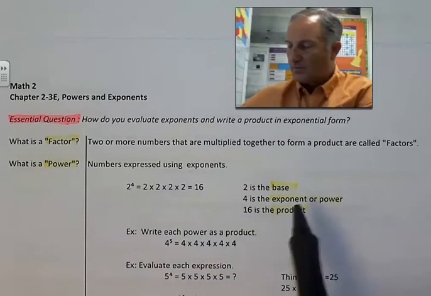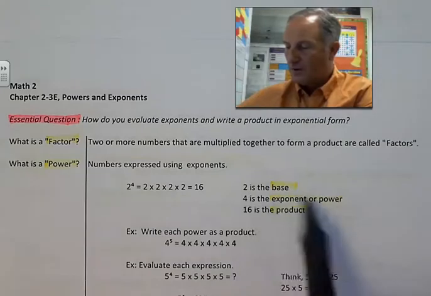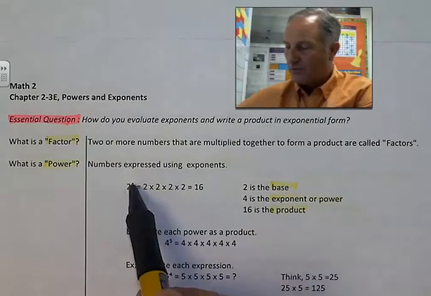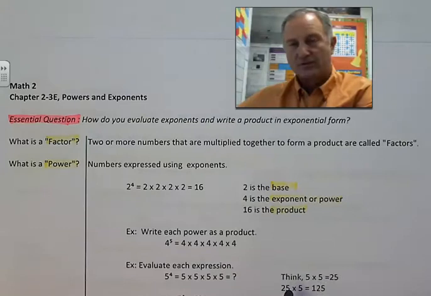In this example here, the 2 is the base. That number right there that you're raising to a power, that's called the base number. The exponent, or power, of course, in this case is the 4. And the product we get is our answer, 16.